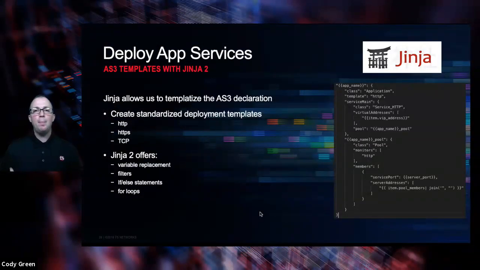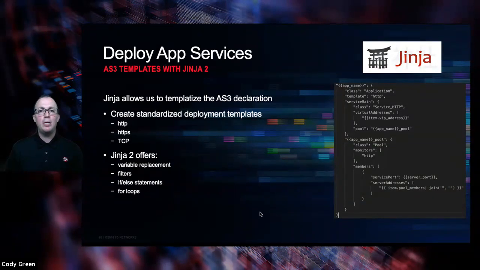Now, for a lot of people, that declaration makes a lot of sense when I'm a DevOps engineer or I'm already doing infrastructure as code. When I work with NetOps teams that are just starting off, they look at that and go, maybe we can't create that just yet. Well, this is where the power of Ansible comes into play because I can templatize this using things like Jinja 2. So what we're doing here is we're able to create standardized deployment templates.